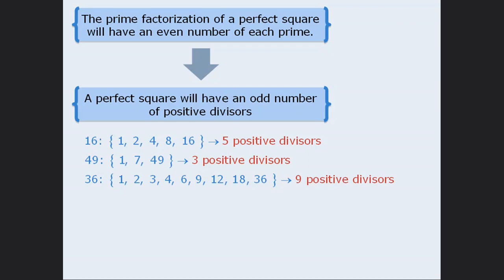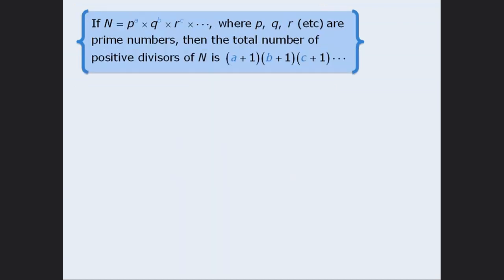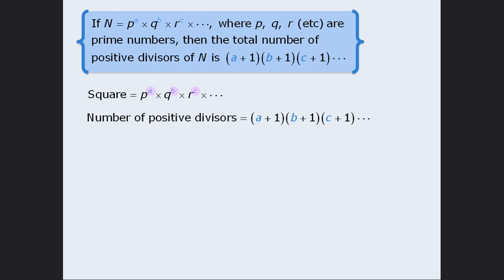Here's why. In an earlier lesson, we learned that if we know the prime factorization of n, then the total number of positive divisors of n is equal to the product of each of the exponents once they have been increased by 1. Now, if we take the prime factorization of a perfect square, we know that the powers of the prime numbers will be even. So when we apply the formula to find the number of positive divisors, each of the values in the product will be even. Now, if we add 1 to each of these even numbers, the sum will be odd.